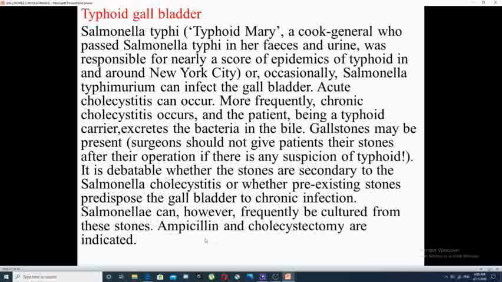Ampicillin and cholecystectomy are indicated in typhoid infection.